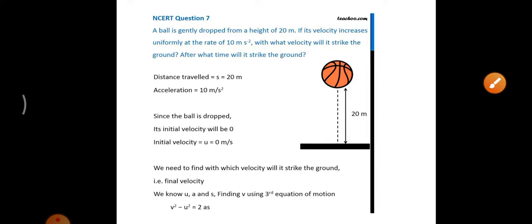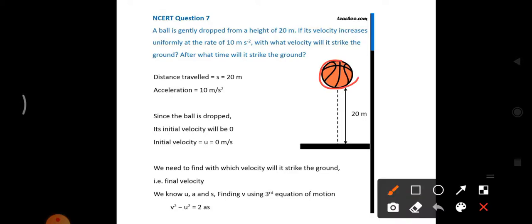The next question. A ball is gently dropped from a height of 20 meter. If its velocity increases uniformly at the rate of 10 meter per second squared, with what velocity will it strike the ground? After what time will it strike the ground?